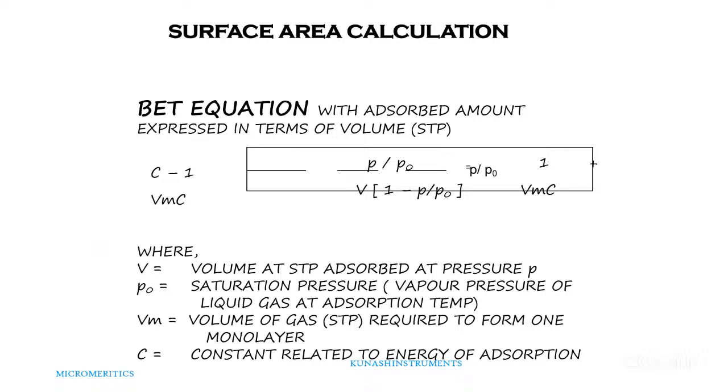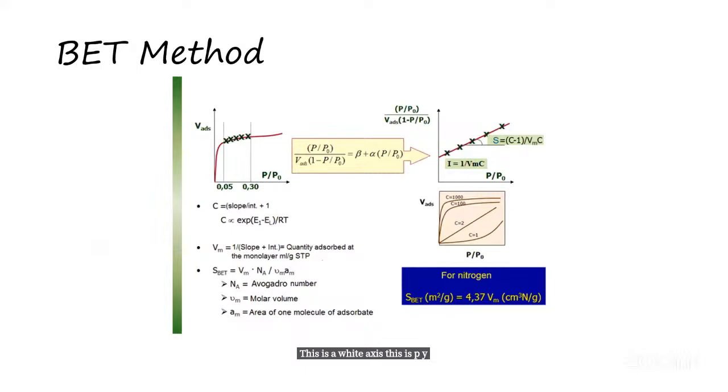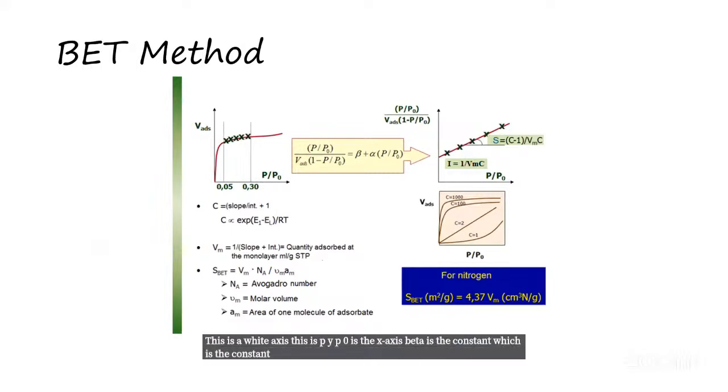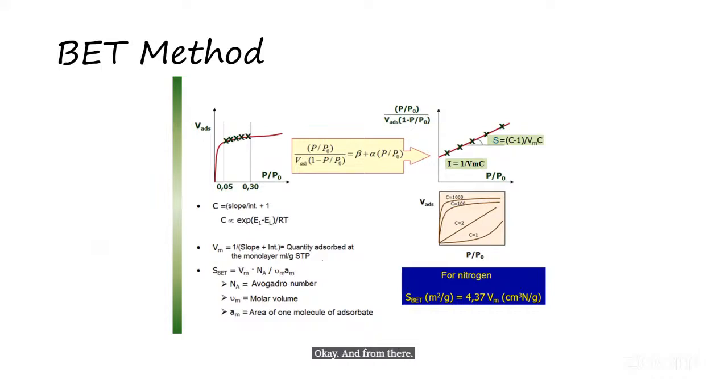This is the y axis. This is P/P0, the x axis. Beta is the constant, which is the y intercept, and alpha is the slope of this straight line. 1 over slope plus intercept is your volume in the monolayer. Okay, and from there you can calculate surface area and everything else.